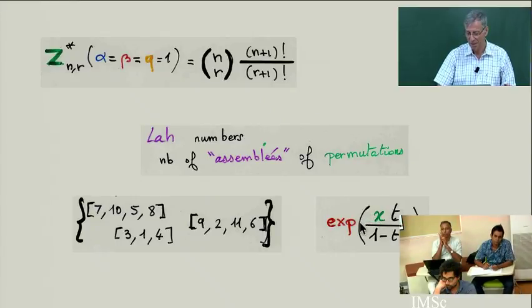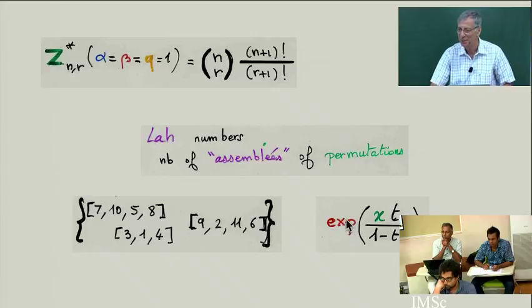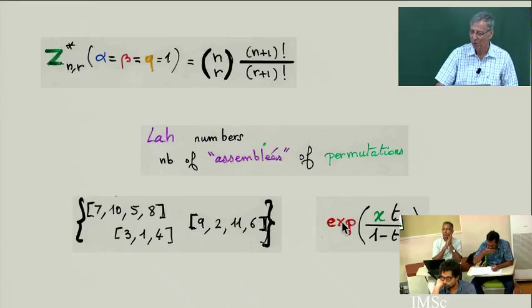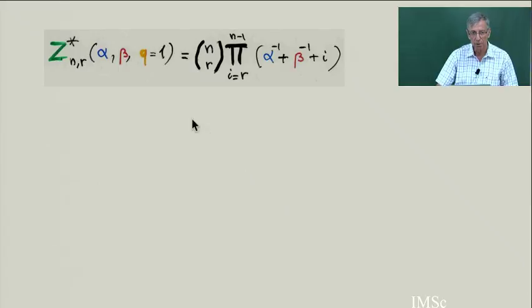Yes. I am just going to remind you, because I claim that this class is independent, of elementary notions on species and exponential generating functions, to convince you that this is the exponential generating function of this tableau, the Lah number. In fact, there is more. If you put parameters alpha, beta, Q, but Q equal 1, then you get this formula. So it's an alpha, beta analog of the Lah number.